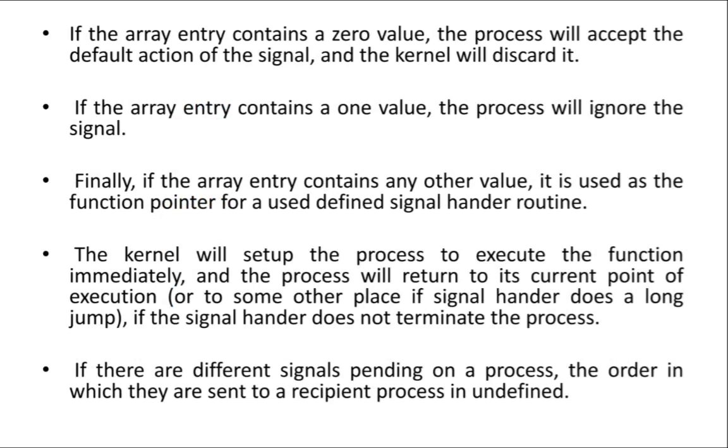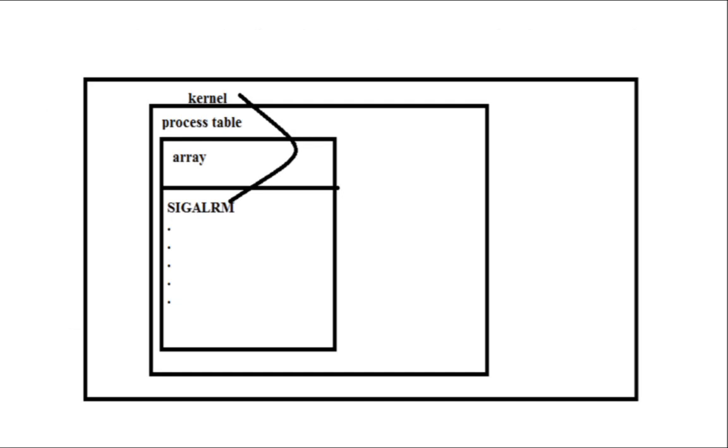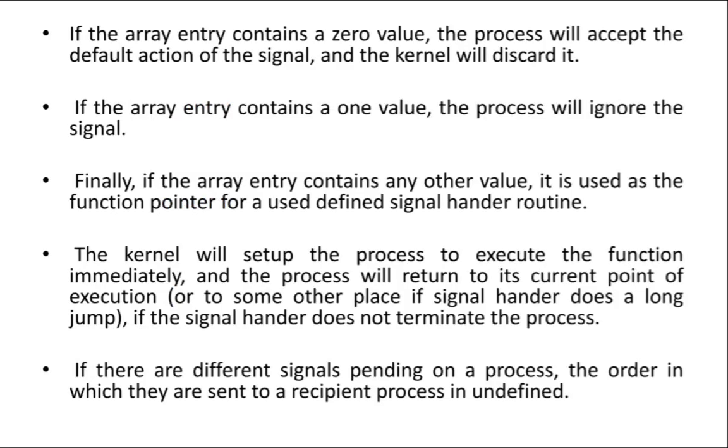Next, if the array entry contains a 0 value, the process will accept the default action of the signal and the kernel will discard it. So here in the array entry, for each flag, obviously if it is a 1 it will be activated. If it is 0, what? The process will accept the default action of the signal. Just the kernel will take a default action.